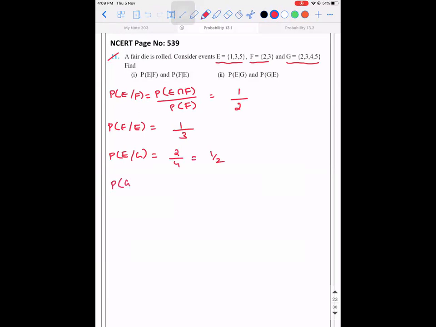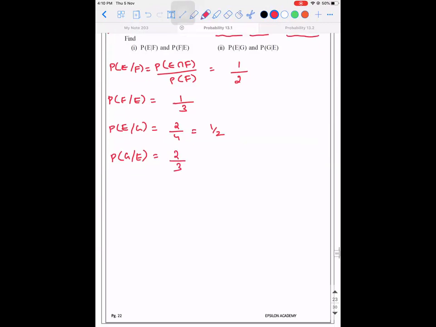So probability of G given E. They don't tell me in the reduced form, okay? So G and E, there are 2 elements common divided by 3. That's right, 2 by 3.